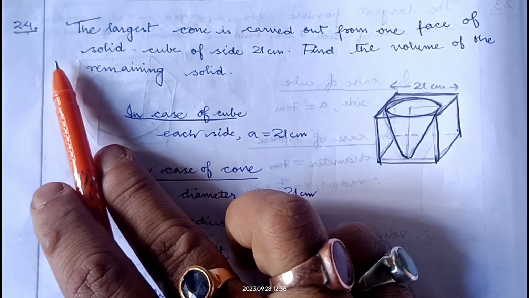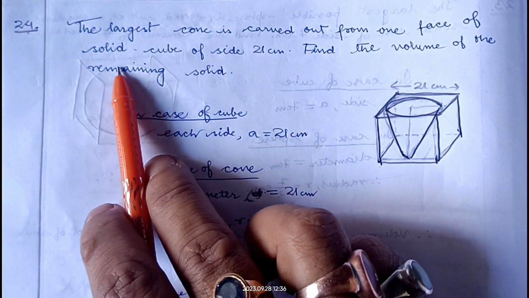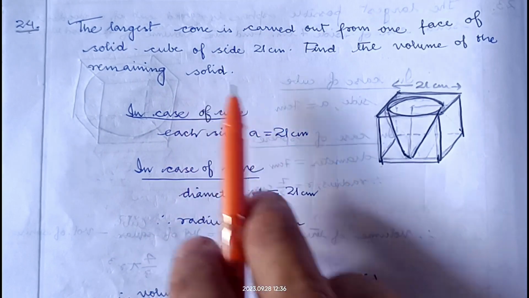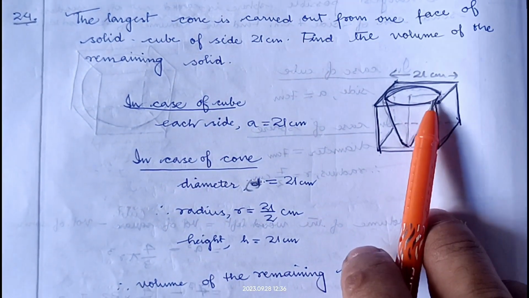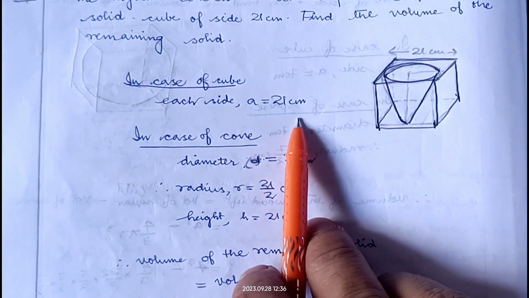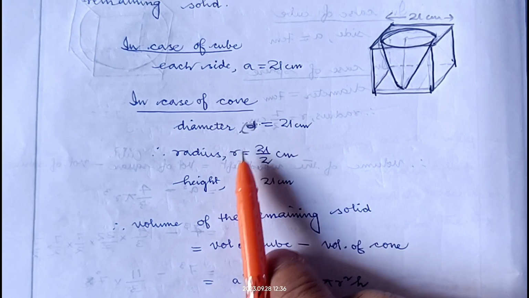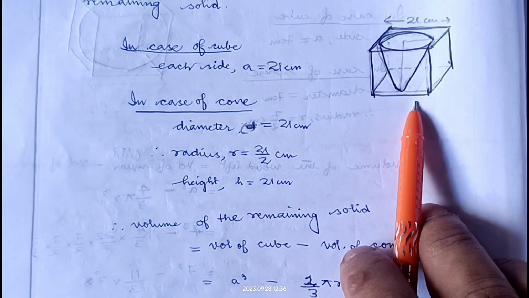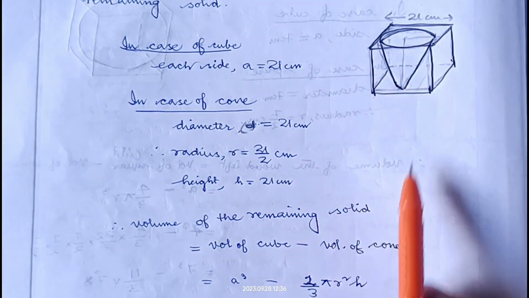Question number 24, it is given the largest cone is carved out from one face of solid cube of side 21 centimeter. Find the volume of the remaining solid. Now this is the cube from which one cone is removed. So in case of cube, each side is 21 centimeter. In case of cone, diameter is 21, so radius will be 21 by 2 and height will be 21. We have to find the volume of the remaining solid. It will be volume of cube minus volume of cone.